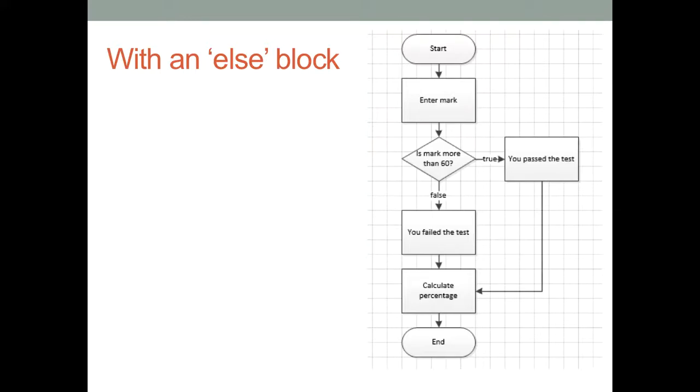In this case, if the statement is true, if the mark is more than 60, then it will print you passed the test. If it's not more than 60, it will print you failed the test. And then whether it's true or not, it will carry on to work out the percentage of that score.